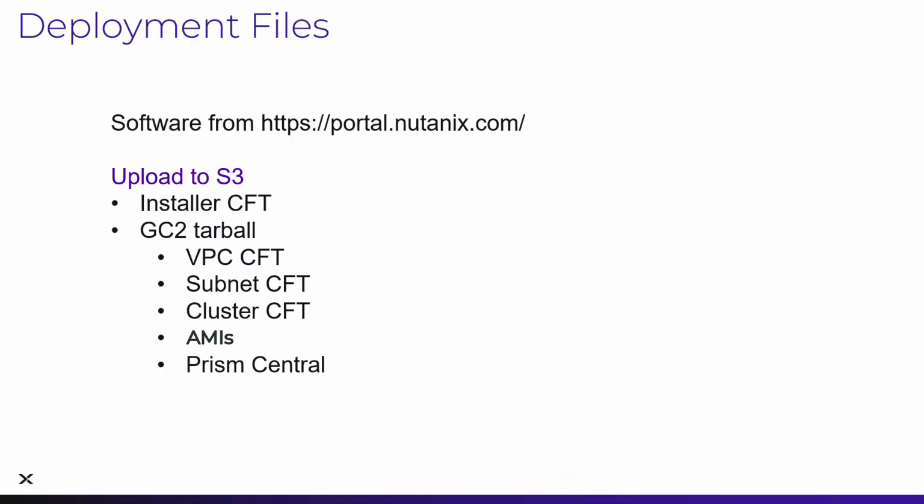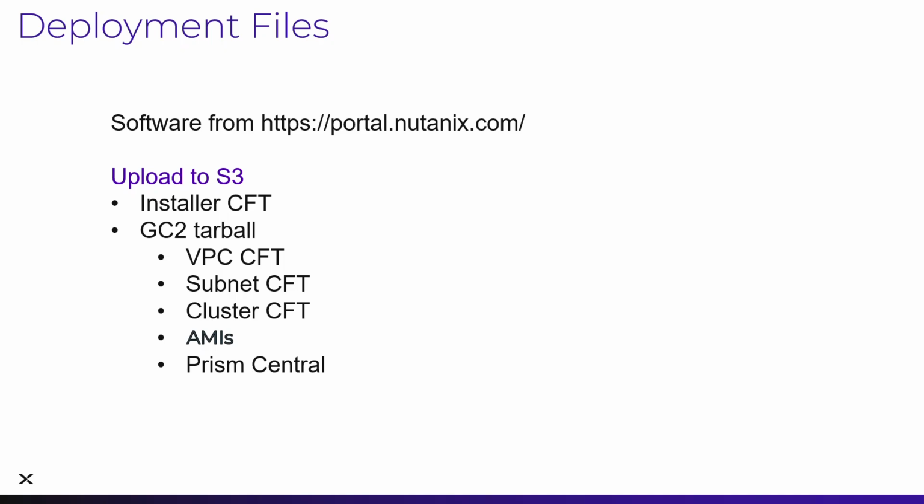Let's take a look. For deploying government cloud clusters, we need to download two files from the support portal and upload them to a clean S3 bucket. We are going to be grabbing the installer CFT, which is going to create a temporary AWS VPC that will deploy an EC2 instance that will take the GC2 tarball that we've downloaded from the portal and uploaded to S3. It will grab it, unpack it, and then place the AMIs for deploying the bare metal.